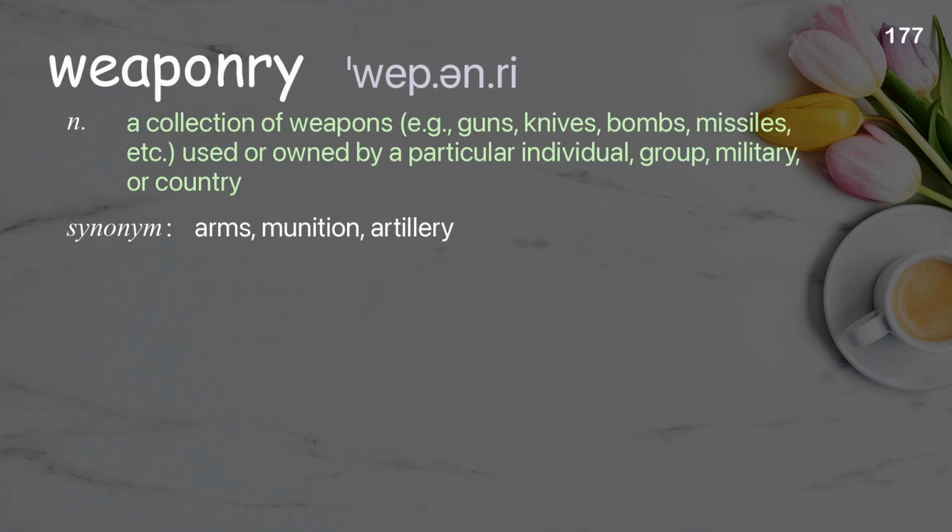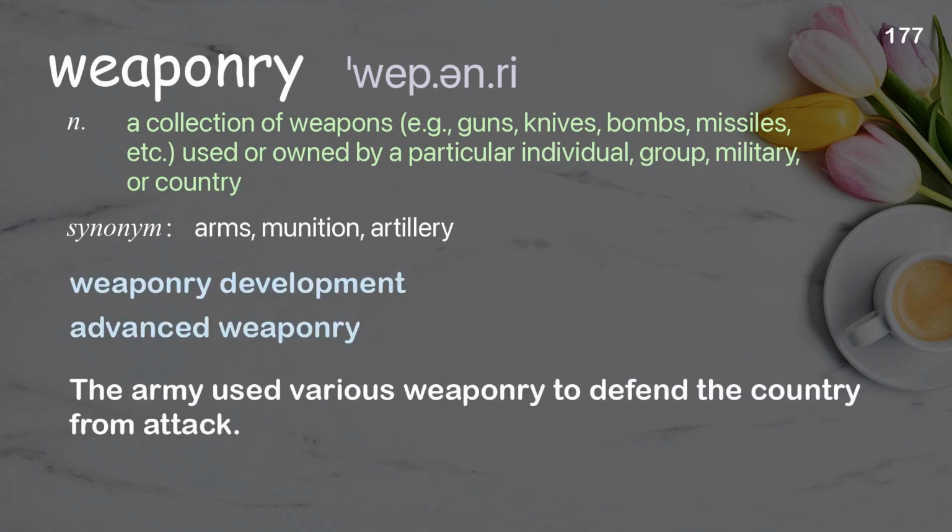Weaponry. A collection of weapons, for example, guns, knives, bombs, missiles, etc., used or owned by a particular individual, group, military, or country. Examples: Weaponry development. Advanced weaponry. The army used various weaponry to defend the country from attack.